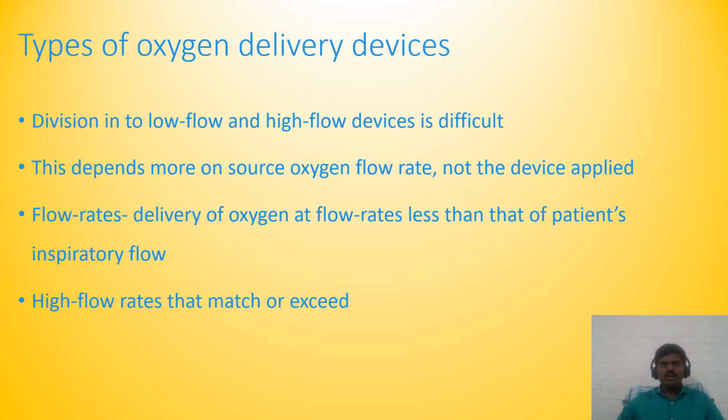So let's look at what are the devices that are available to you to deliver oxygen. As I told earlier, division into low flow and high flow devices is actually very difficult and it's just arbitrary. It depends more on the source of oxygen flow, the rate of oxygen flow, but not the device that is applied. Delivery of oxygen at flow rates less than that of the patient's inspiratory flow, you call it a low flow device. High flow rates that match or exceed the amount of inspiratory flow of the patient are classified as high flow devices.